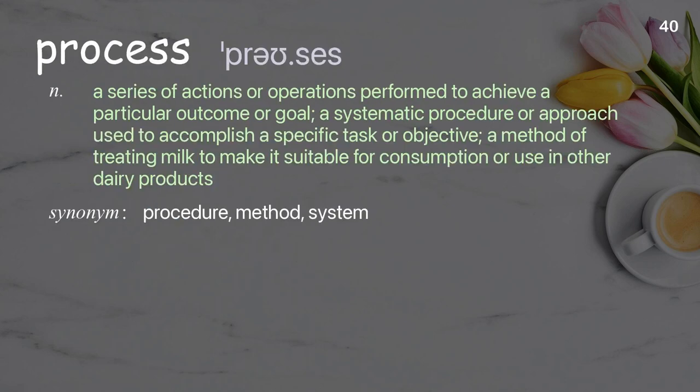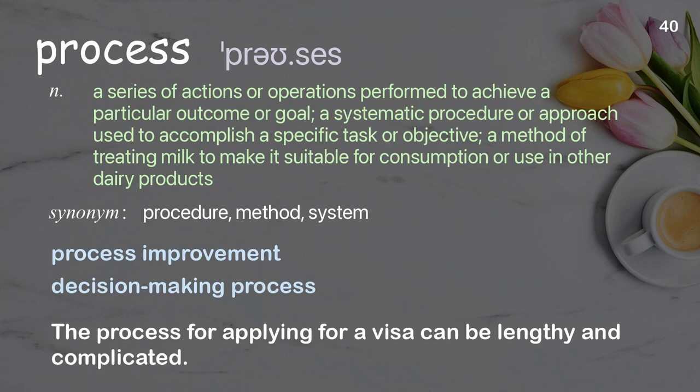Process. A series of actions or operations performed to achieve a particular outcome or goal; a systematic procedure or approach used to accomplish a specific task or objective; a method of treating milk to make it suitable for consumption or use in other dairy products. Examples: process improvement. Decision-making process. The process for applying for a visa can be lengthy and complicated.